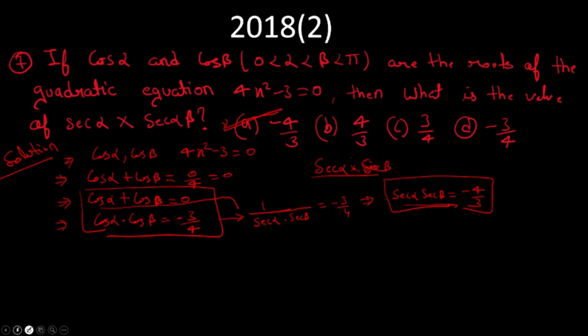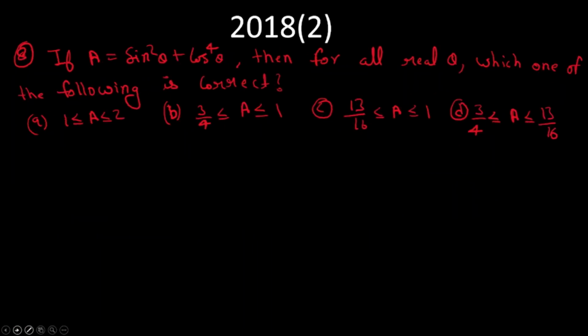Now we will move on to question number 8. What is question number 8? Question number 8 is: if a equal to sin square theta plus cos 4 theta, then for all real theta, which one of the following is correct? So it asks what the maximum and minimum value of a is.